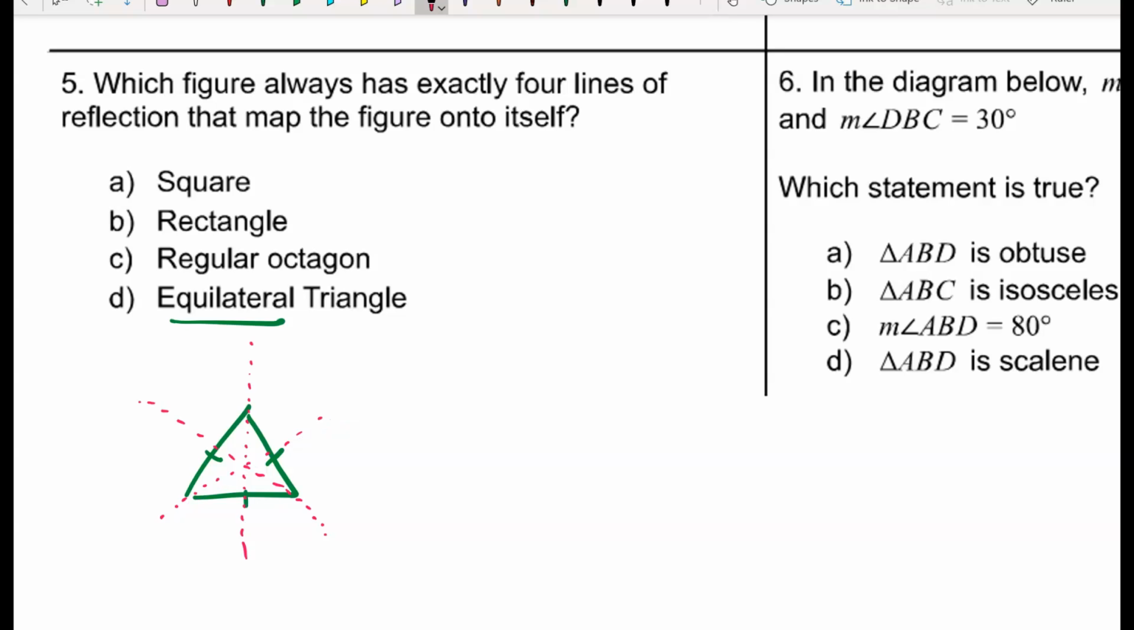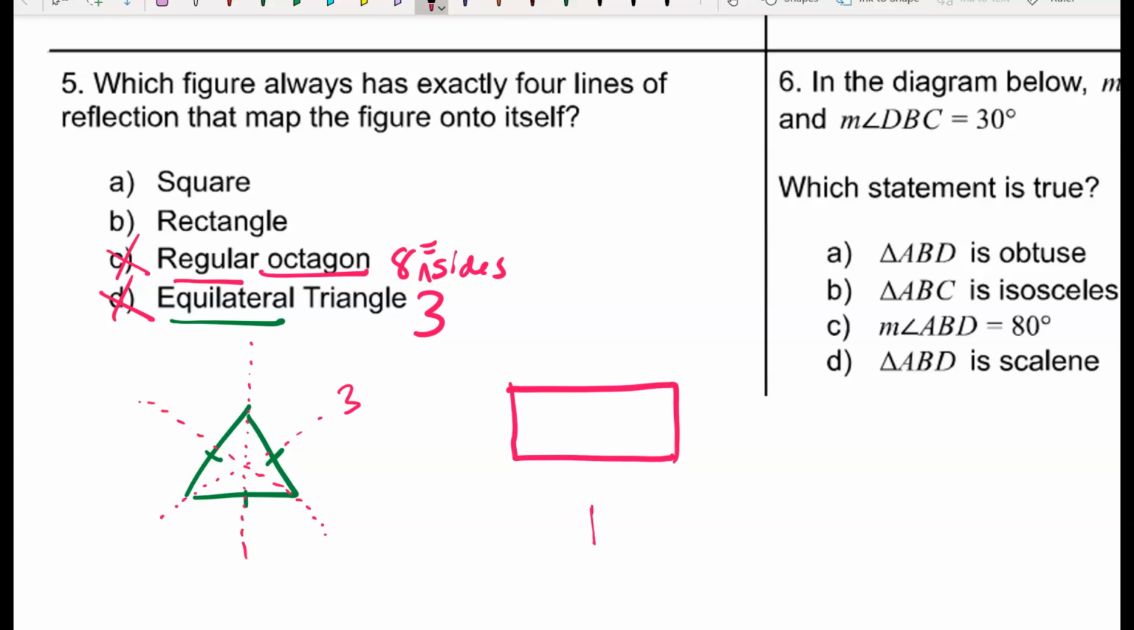So you're really just looking for symmetry here. So an equilateral triangle is going to have 3 lines of symmetry. Let's take a look at an octagon. If you remember, that has 8 sides. And if it's a regular octagon, that means it has 8 equal sides. So just like how an equilateral triangle has 3 lines of symmetry, an octagon will just have 8 lines of symmetry. Let's take a look at a rectangle.